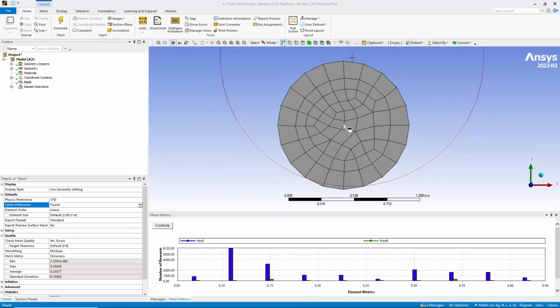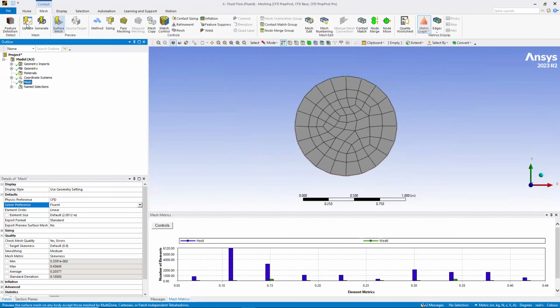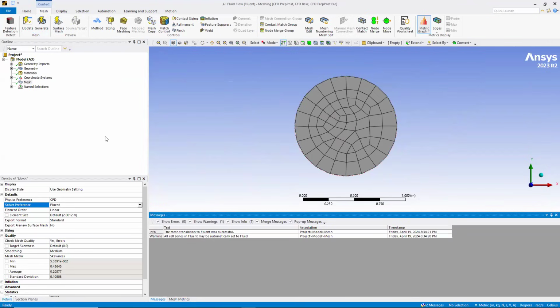Okay, so now we have this quality, and the last thing is that for every mesh in ANSYS Meshing, you have to click Update. Update will do two things. Number one, it will check everything in the mesh, that there's no warning, error, or any problem. And once everything is cleared and checked properly, then it will export the mesh in the proper format.